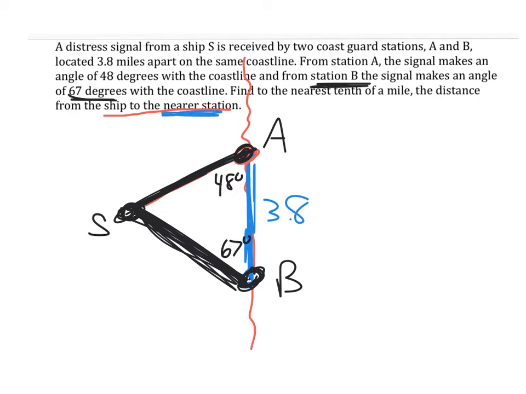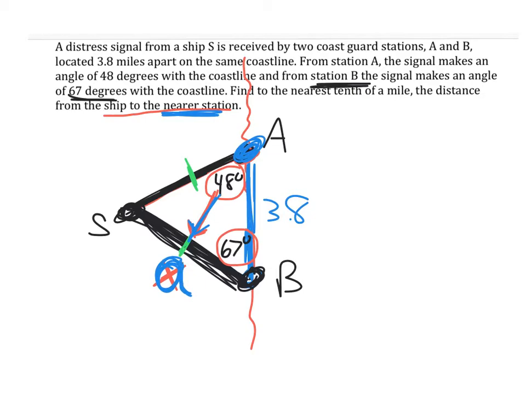nearer station. Well, how do you know which station is nearer? You can do this one of two ways. You can go about finding each of these sides and seeing which is shorter, or you have a 48-degree angle, you have a 67-degree angle. The shorter side is going to be opposite the smaller angle. So here we have to go about finding this side that I labeled X, and since it's opposite angle A, basically this question is asking you to find lowercase a.